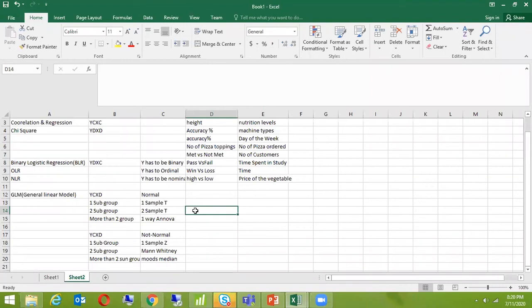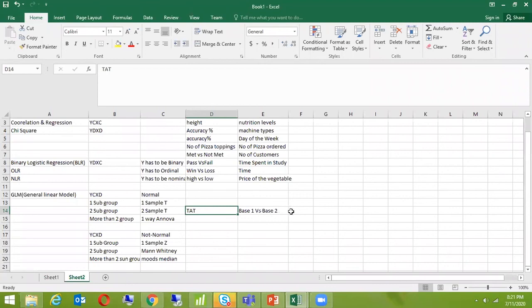Let's say turnaround time of base A versus base B. Very good. Turnaround time of base 1 versus base 2. Which means I want to check with the help of two sample T whether there is any significant difference between base 1 and base 2. I will do the Minitab and then we'll explain. But I want you to give more examples.